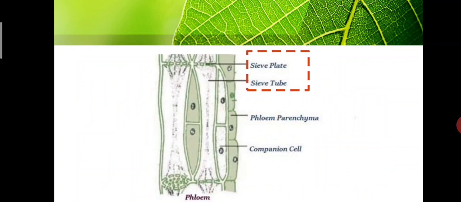So you can see the sieve plates here. Can you see here? The transverse walls at the ends are perforated, and we call them sieve plates. Their main function is translocation of food from leaves to the storage organs of the plants. Translocation means moving it from one place to another place. It will take food from one part of the plant to another part of the plant. Is it clear, children?